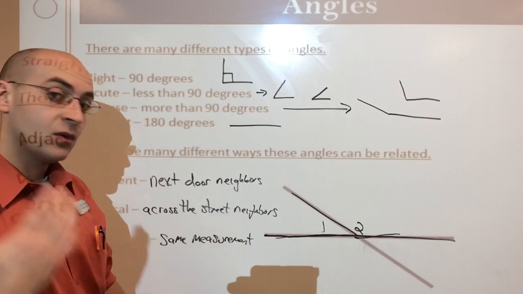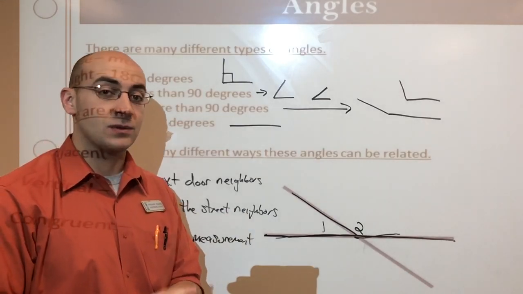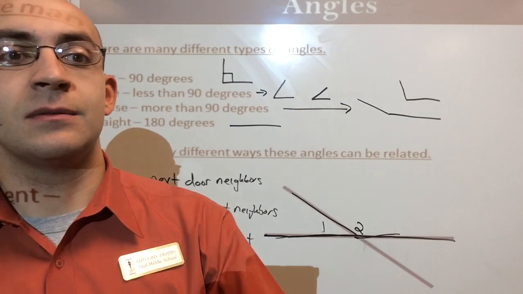And I'll leave you on this. What is it called when 2 or more angles equal 90? Mind blown. Check it out. We'll talk about it in class.